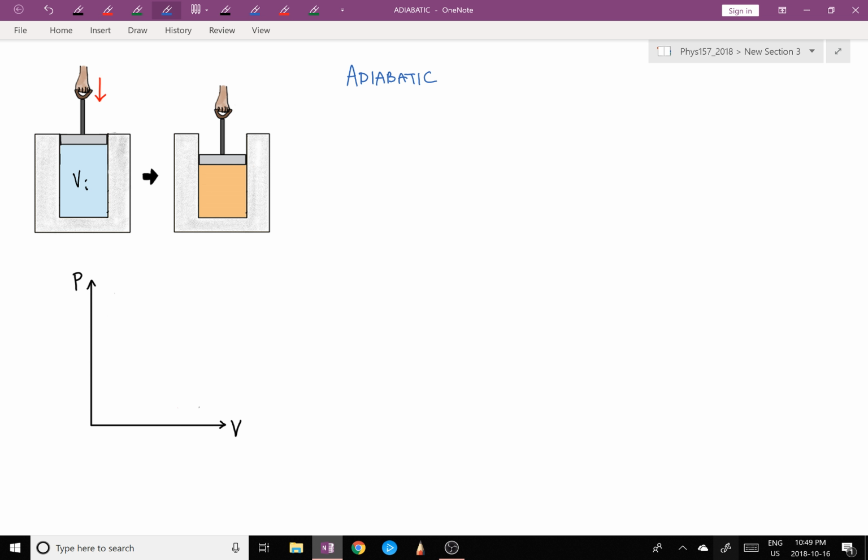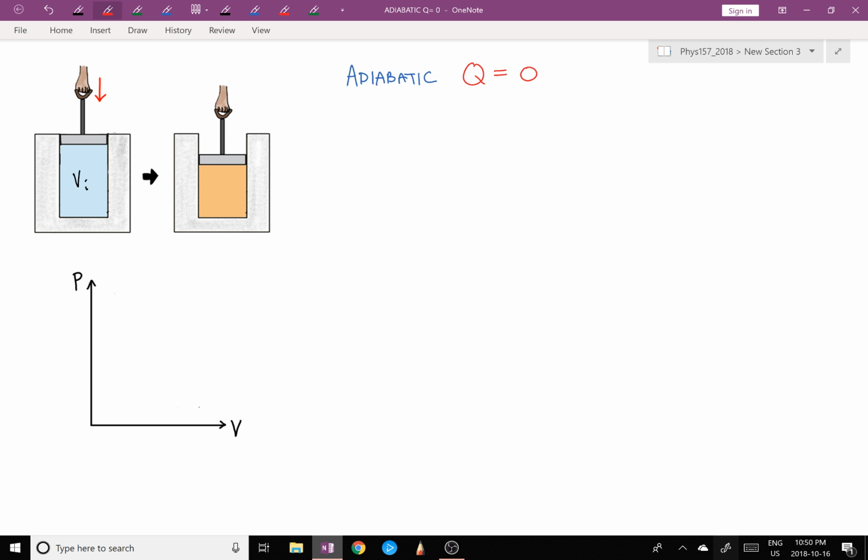And so the effect of that is that no heat flows in or out of the gas. So an adiabatic process is the one where Q is equal to 0. And so what we want to do here is understand what is the relationship, say, between pressure and volume for an adiabatic process. What does it look like on the PV graph? And it's a little bit more complicated than the other processes that we've considered.